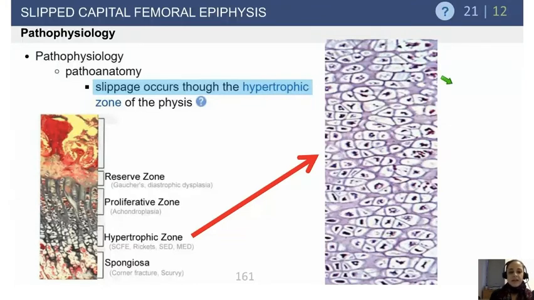This is the slide of the growth plate. And so here's your growth plate. Here's the hypertrophic zone. And what you notice is that chondrocytes here are very large. They're about 5 to 10 times the size of the chondrocytes in any other region. And that's how you're going to identify it histologically.